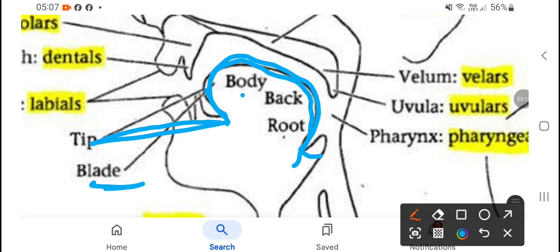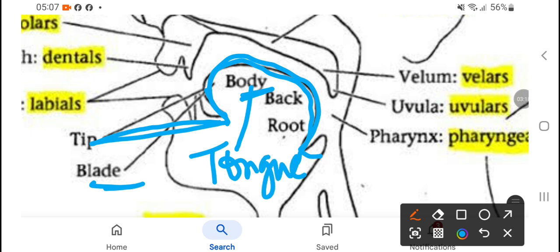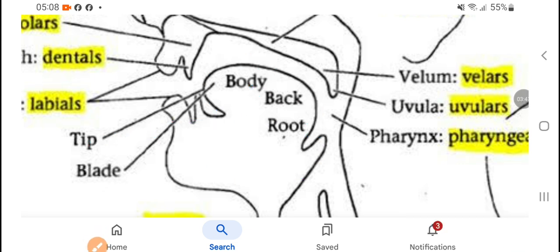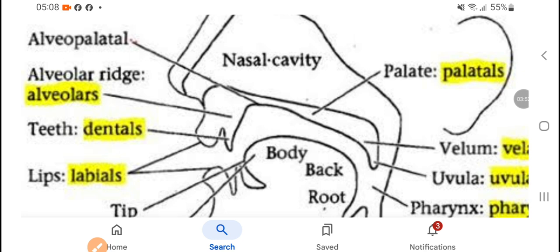Then this is the body, or you can write tongue. Then this is the back of the tongue, and where the tongue is attached is called the root of the tongue. So this way you should understand, actually you should feel where the tip of the tongue is, the corner is called the blade of the tongue, the middle part is called the tongue, and the back part is the back of the tongue, and the root is where the tongue is attached. You should explain this in a diagram, which is very important. You should start practice now.